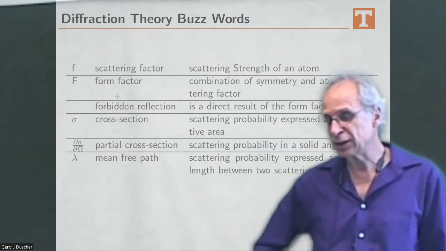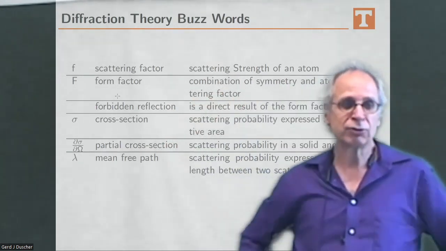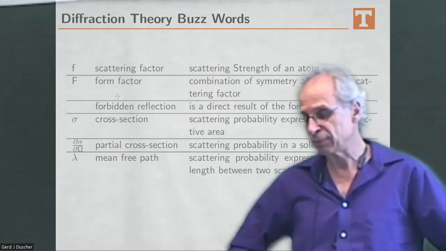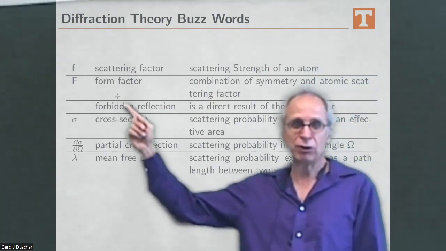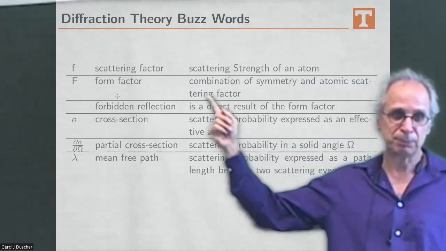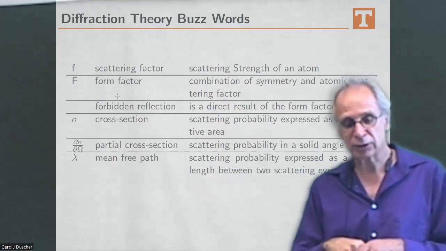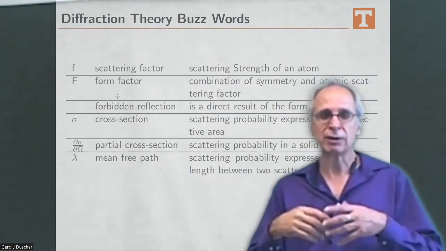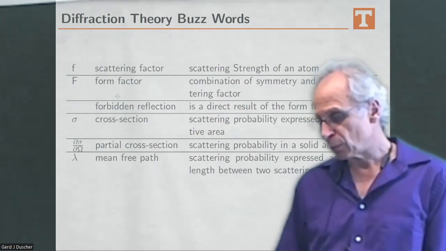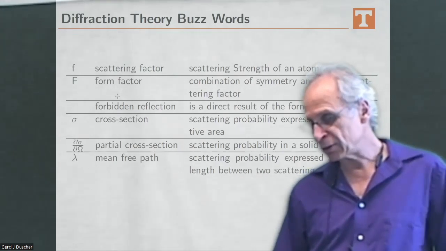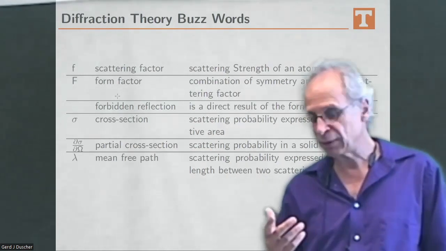We want to know what it is, so we have the scattering strength of a single atom, so that is a scattering factor. The form factor is when you combine them in a certain symmetry. Okay, and it means some reflections are forbidden, so it means we're interacting destructively, or interfering destructively, one should say, and so you don't get anything of that.